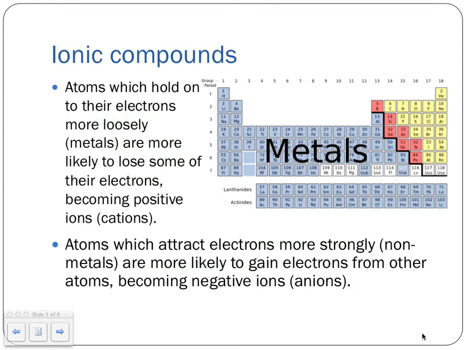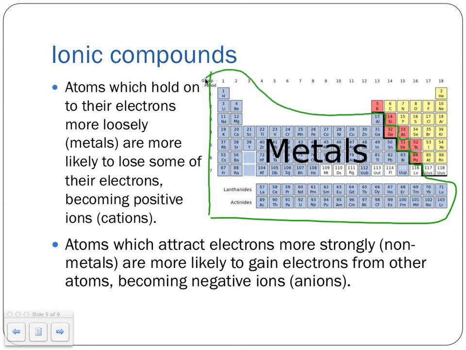Atoms which hold on to their electrons more loosely are called metals. If you look at your periodic table right here, this group all the way over on this side, all of those atoms are generally metals. And these reddish ones that work in here are sometimes called semi-metals or metalloids. They have some characteristics like metals, some like non-metals. But the ones in that bluish gray are metals. They are more likely to lose their electrons because they hold on to them more loosely. And we'll go into a lot of detail on that later on.